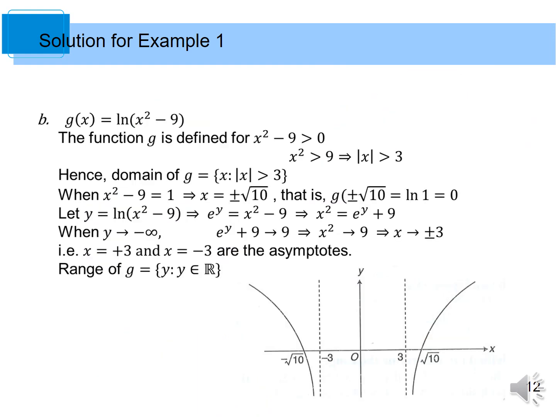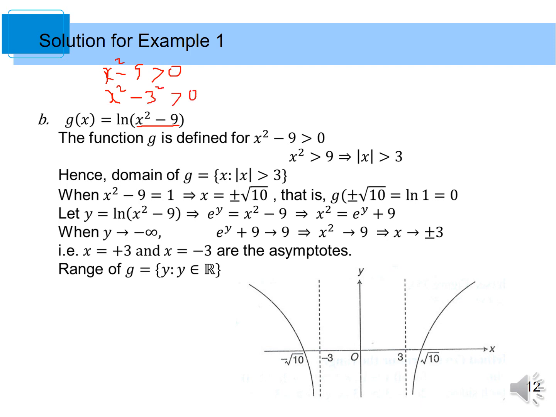For the second function, we have natural log of x squared minus 9. So the value here should be greater than 0, not equal to 0. So x squared minus 9 should be greater than 0. And we try to solve this quadratic inequality. We actually have covered this part in our first week revision. I factorize this x squared minus 3 squared.